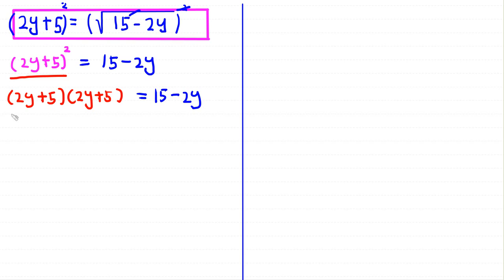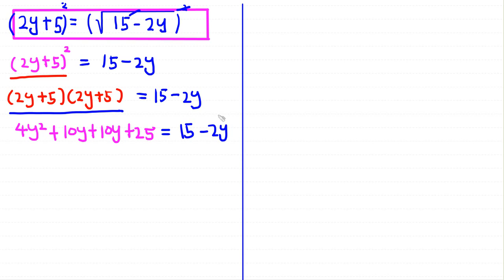And we can simplify this left side right over here. If you use this method in order to simplify it into a quadratic equation, we're going to get 4y squared plus 10y plus 10y plus 25 should be equal to, on the right side, 15 minus 2y.